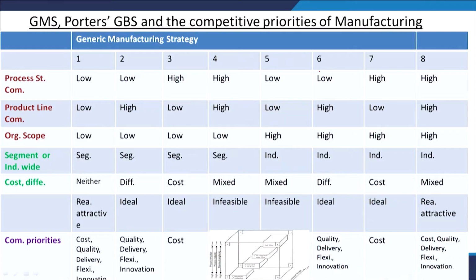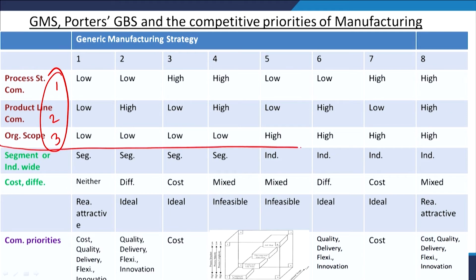And now, if I see the comparison of these 8 different types of generic manufacturing strategy in a single glance. So, you have seen these 8 different generic manufacturing strategies, where we have the process structure complexity, the product line complexity and the organizational scope. So, these are the 3 dimensions on the basis of which we have these 8 different types of generic manufacturing strategy. Now, the second point which we are discussing in this particular slide is whether these things are applicable for a segment of market or for the entire industry.